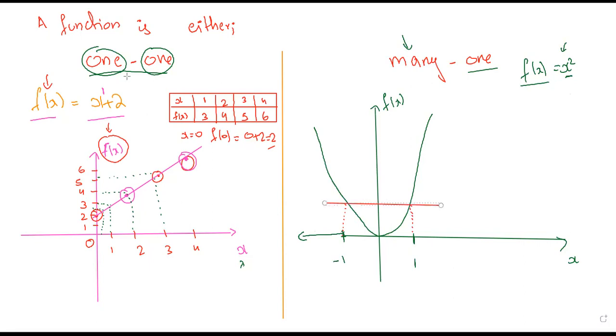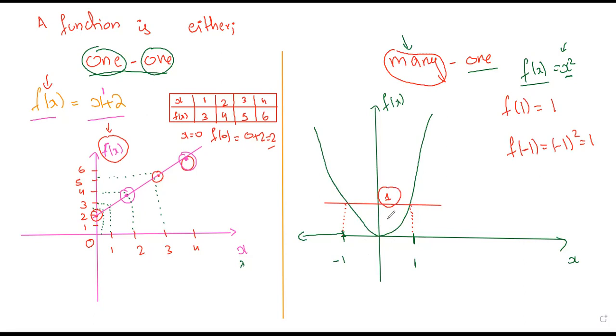I am getting the same y, that is 1. Look at this. When I talk about f of 1, I get 1. When I talk about f of minus 1, I know that minus 1 square is also 1. This means that for many x, or maybe for more than one x, in our case we have two x's, for which we are getting one y. Okay, we are getting one value of y.